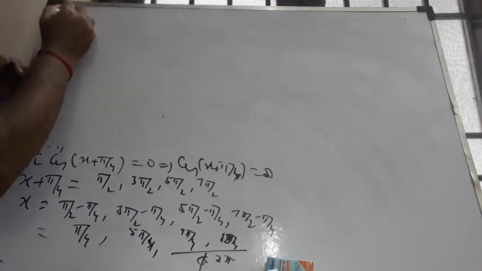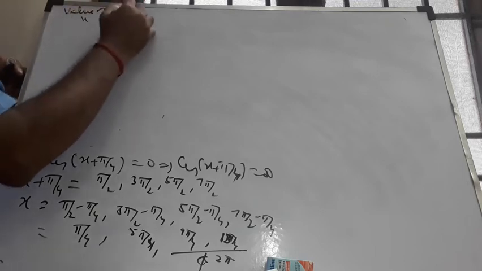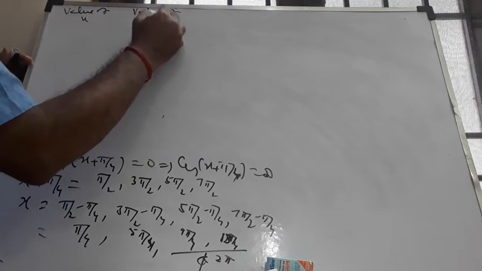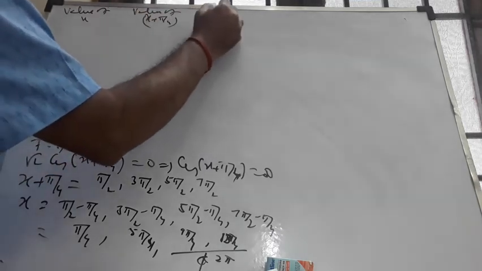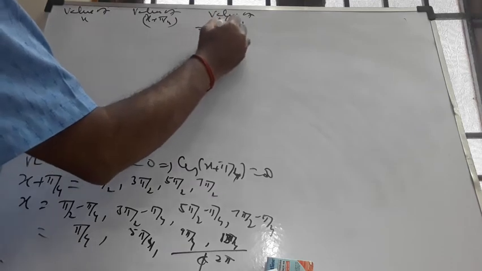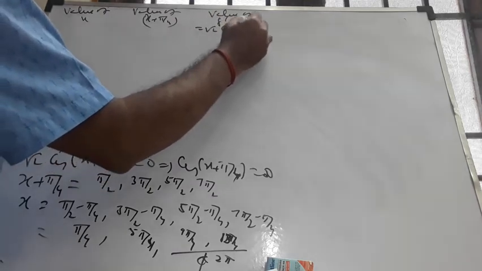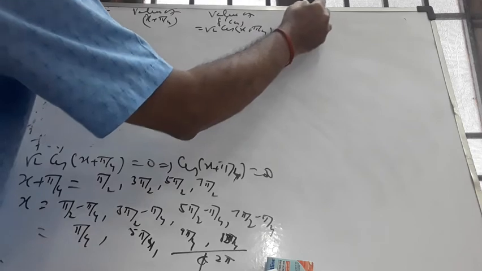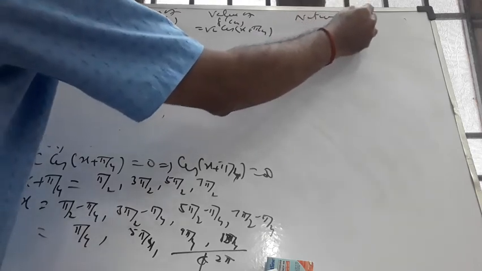Now what I will do here is value of x, then value of x plus pi by 4, then value of f dash of x. What is f dash of x? If you want, you can write root 2 into cos of x plus pi by 4. Then you can write the nature of f of x.